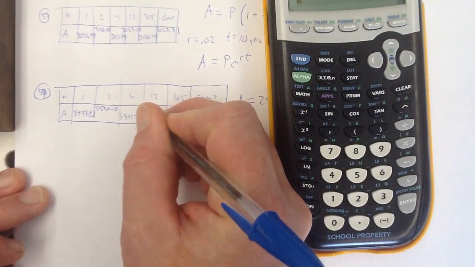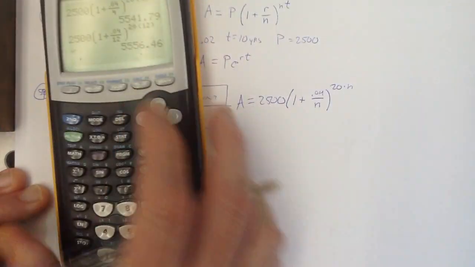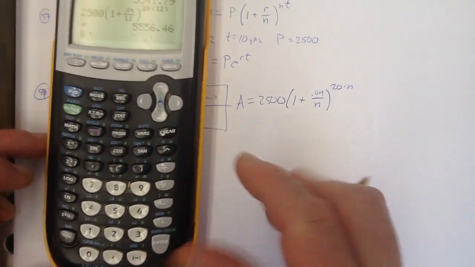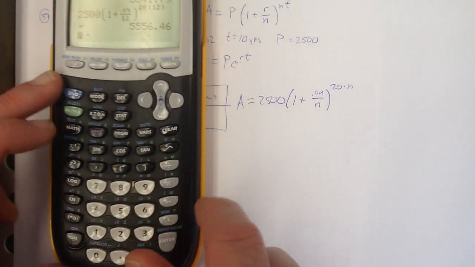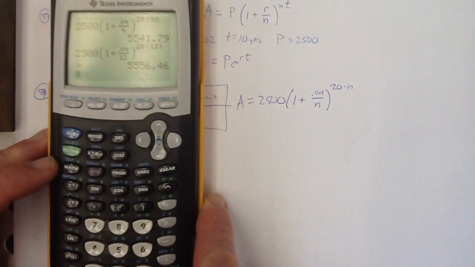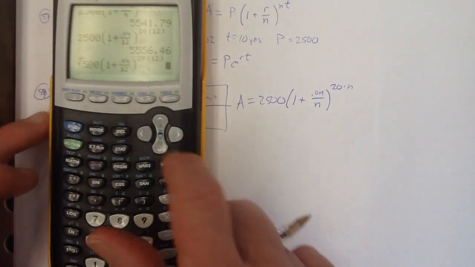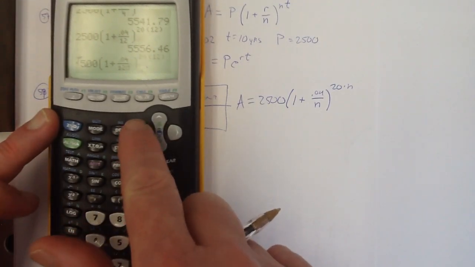$5,556.46. If you need help doing this with your particular calculator, you let me know. We can figure it out together. Together we are Rockbridge. I'm going to pull it up one more time and do it for 365.